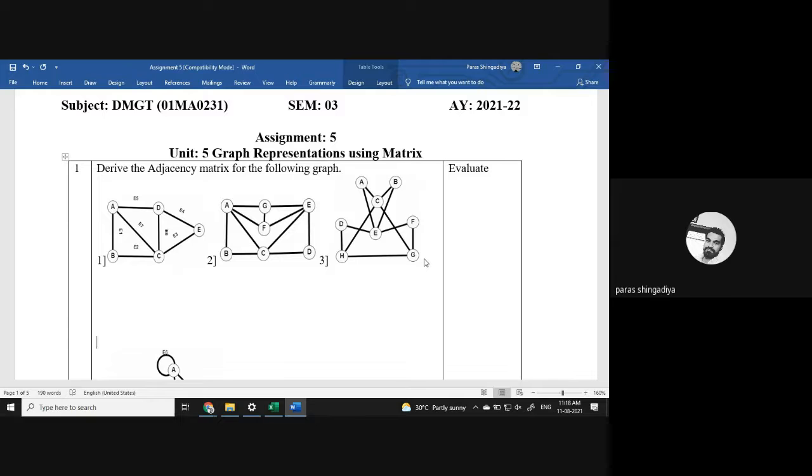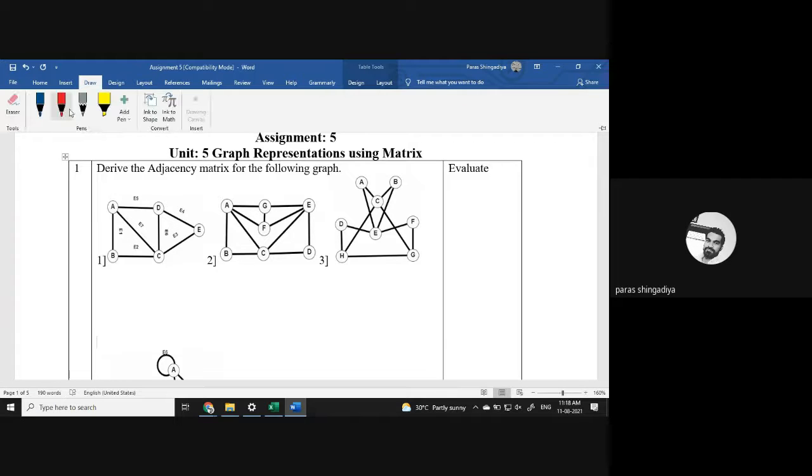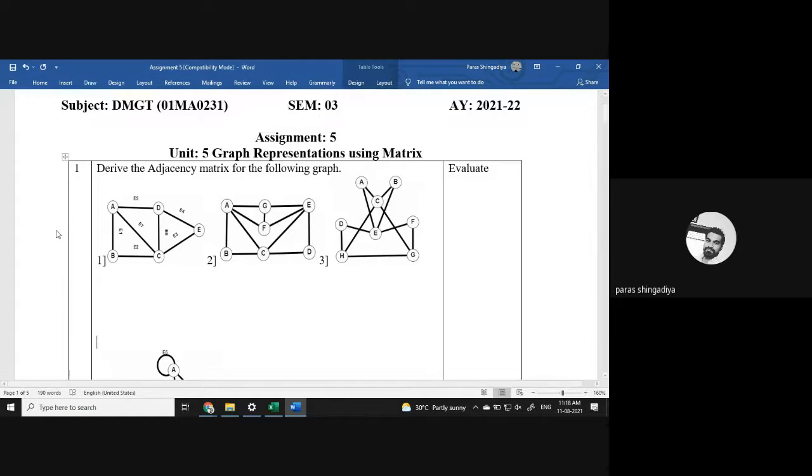But here we derive only the matrix for all the graphs. Adjacency matrix means it is a connection between vertex to vertex. Clear. So here we first consider the order of the matrix, and that depends on the number of vertices. In the first graph we have 5 vertices, so the size of the matrix will be 5 by 5. Consider 5 rows and 5 columns. And let's find the values inside the matrix.